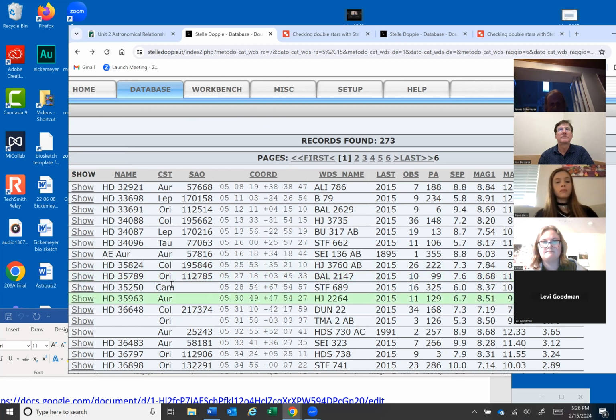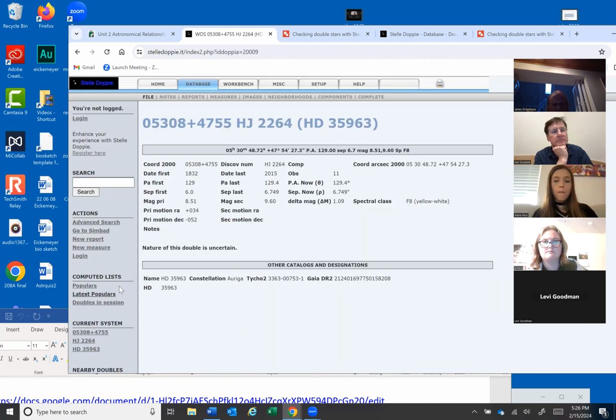And so this would be the kind of process that you go through. Let's see here, this one with 11, 6.7 separation. Let's try that one. Okay, this one is uncertain. Okay, so that's a possibility. And we look over here, the first angle, 129. And, oh, look at that. It's gone from, oh, no, that's also 129. So it hasn't moved at all. So there's a little bit of change in the separation, but the angle has only changed since 1832. There's been very little change in the angle.